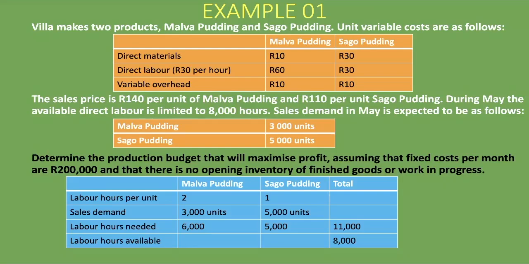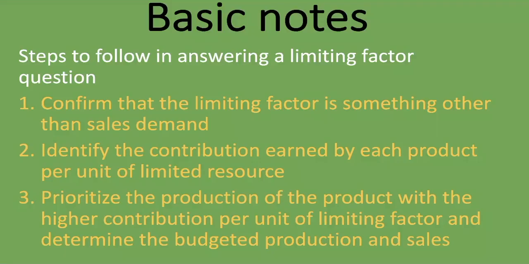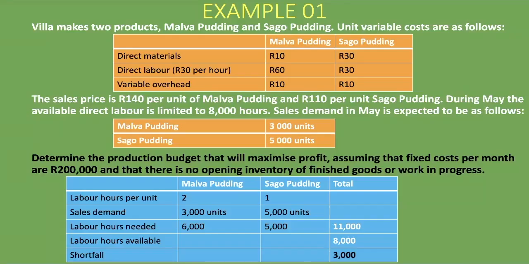So from this, you can see that we have a shortfall of 3,000 hours. We need 11,000 hours, but we only have access to 8,000 hours. So obviously, like we've already mentioned, labor is the limiting factor on production. Now we need to move to step two. What does step two require from us? It says identify the contribution earned by each product per unit of limited resource. So we need to identify how much contribution each unit is producing per labor hour, because we know that labor hours is the limiting factor.